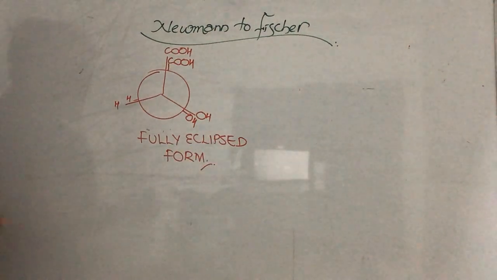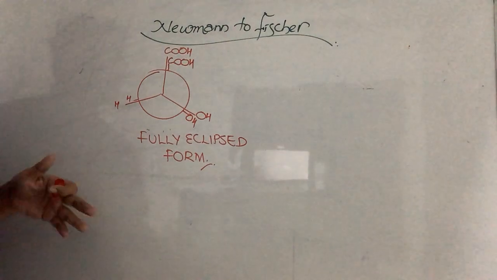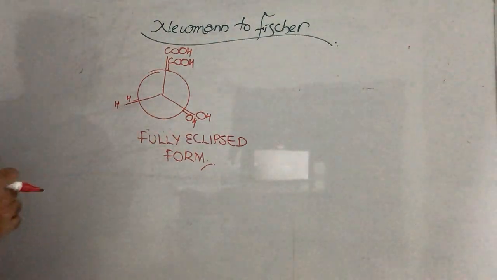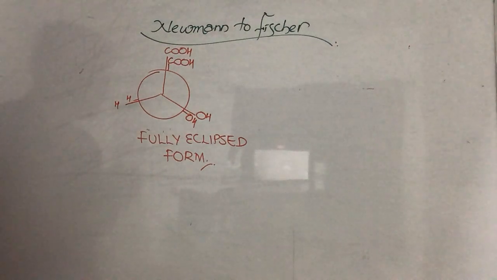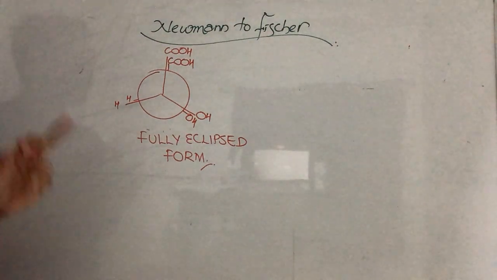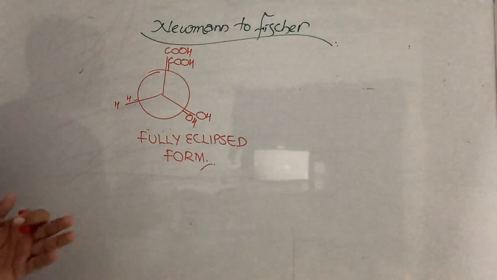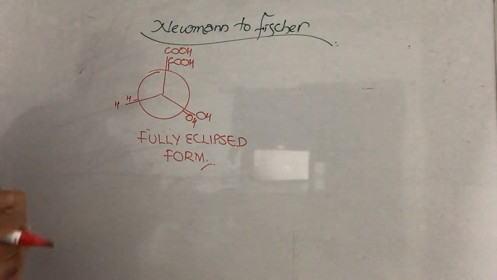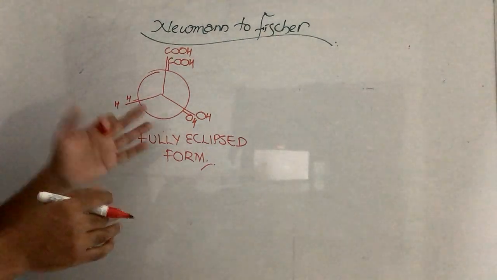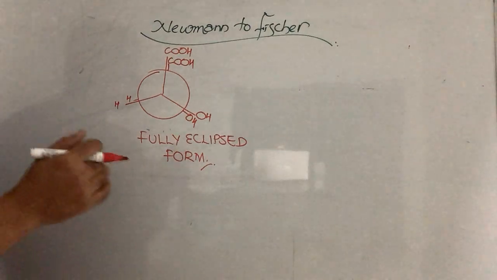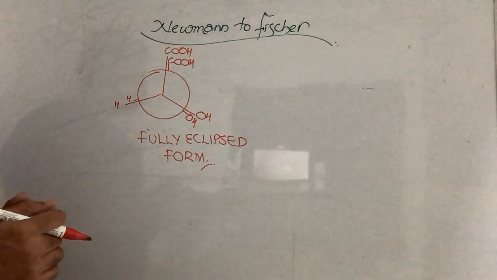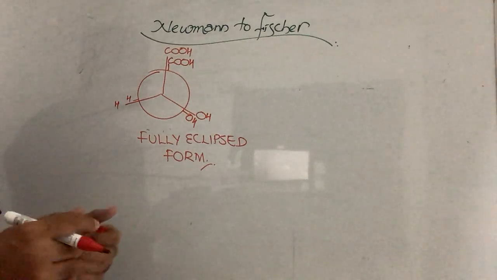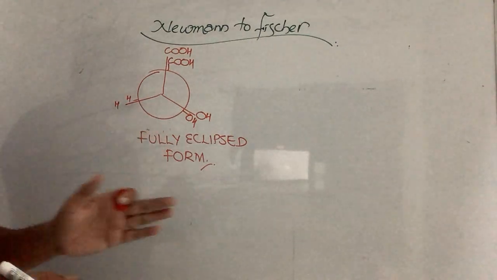Remember, if it is given in staggered form or Gauche form, whatever the form is given, first of all, you have to convert that into a fully eclipsed form. Without the eclipsed form, you should not proceed, because the Fischer projection is by default an eclipsed Newman projection. Eclipsed Newman is nothing but Fischer. Remember this statement also: Fischer projection is by default eclipsed Newman projection.